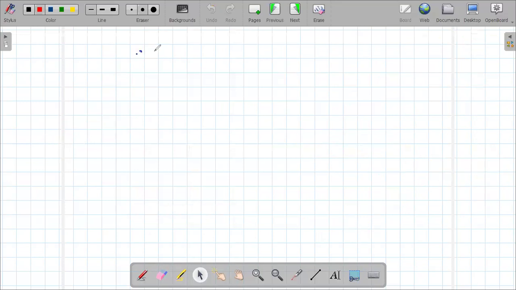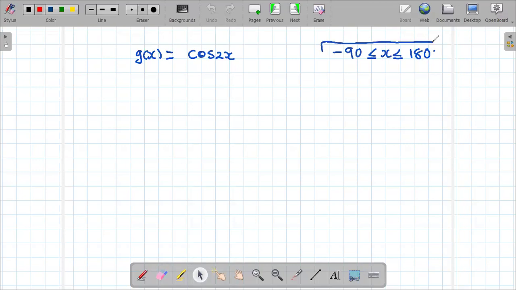g of x equals cos 2x. So sketch this graph for me, and your domain is between negative 90 and 180. What else do you need? Yeah, that's all. Can you please try to sketch this for me? 3 minutes. I'm gonna do it with you so that you can mark for yourself.